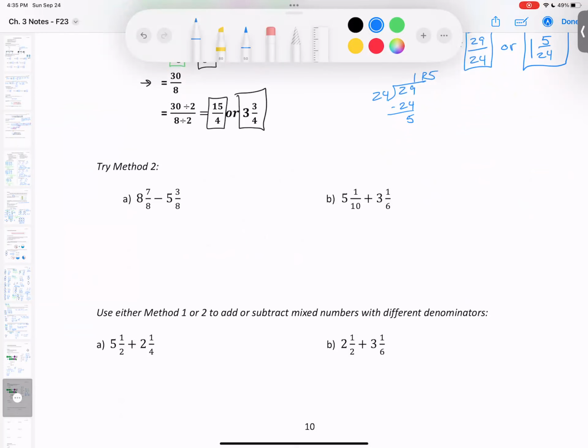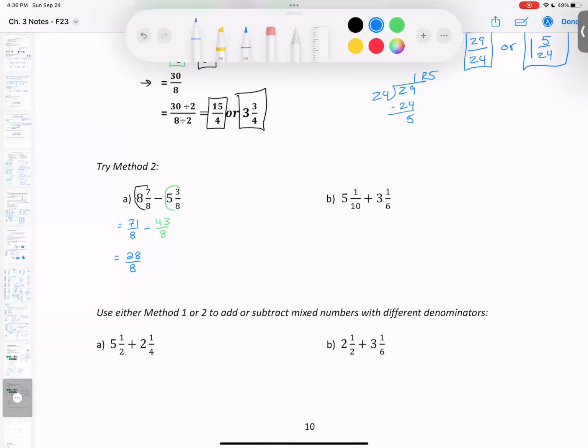normally would. Okay, so let's use method 2 then on this next set. So we've got 8 times 8 gives us 64, plus another 7 gives us what? 71. So we've got 71 over 8 minus 8 times 5 gives us 40, plus 3 is 43 over 8. Those are like fractions, so we can just subtract the numerators. So we've got 71 minus 43, which is 28. So 28 over 8. And now we can simplify that.